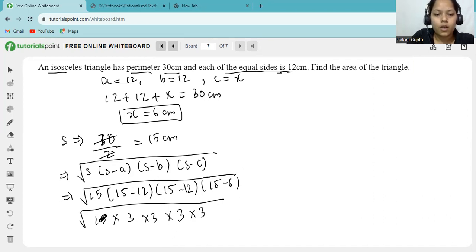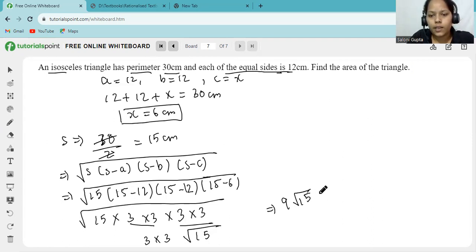So what is left then? This 15 can be written as 3 into 5, but there is no pair that we can make with 3 and 5. So we will take out this 3 into 3, so 3 into 3 under root 15. What I got is my answer: 9 under root 15 centimeter square. This is the answer of this last question.